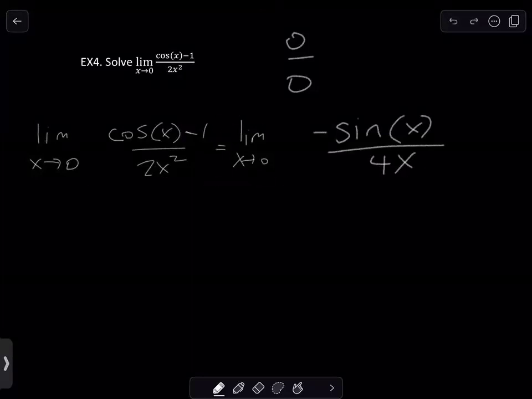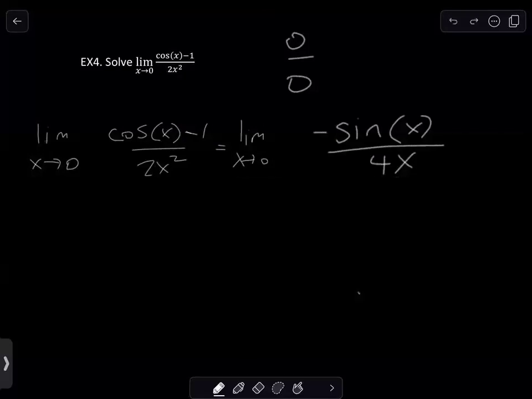Because if you take 0 and put it in place of x in 4x, you're going to get 0 on the bottom, and on the top, you're going to get minus sine of 0, that's going to be 0. So you get another indeterminate form. Since you have another indeterminate form, you're again going to use Bernoulli's rule. So this one gave us an indeterminate form, and when we used Bernoulli's rule, it still gave us an indeterminate form. Let's try and use Bernoulli's rule again.